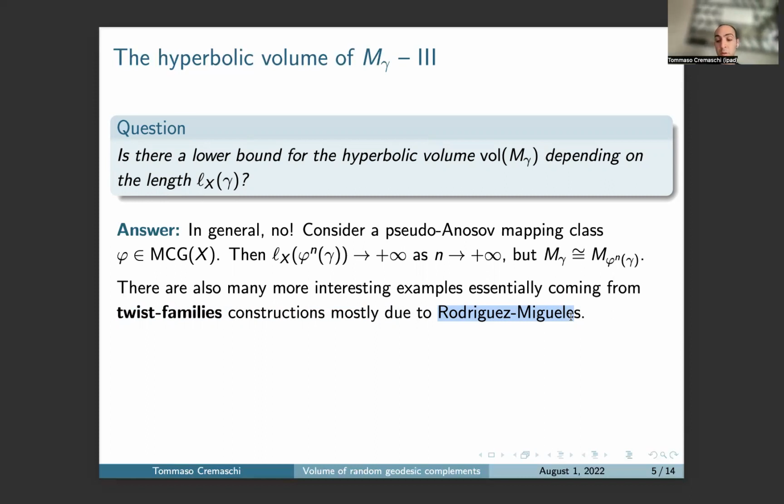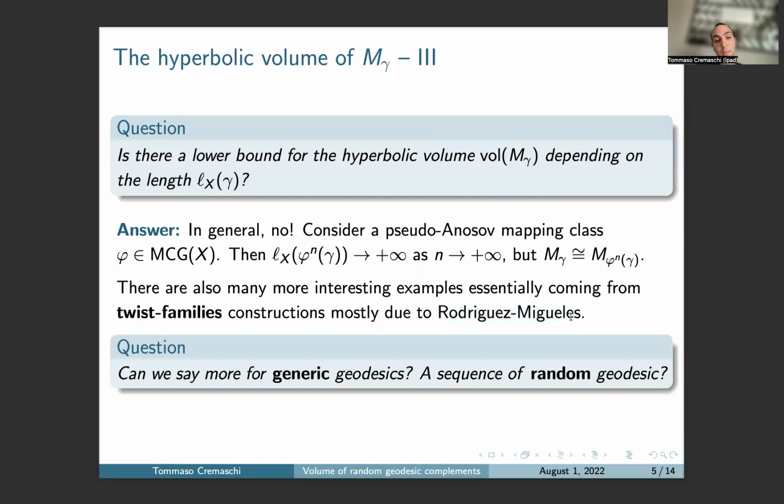And what we did, since there's no deterministic solution, is think about a generic geodesic. So you pick one of these filling primitive loops at random, then can you say something about the volume of that? That's a standard thing to do when deterministically you can't do much. And in particular, you would want, for meta reasons, that a sequence of random geodesics converges to the Liouville measure, which is this very nice measure on the unit tangent bundle.